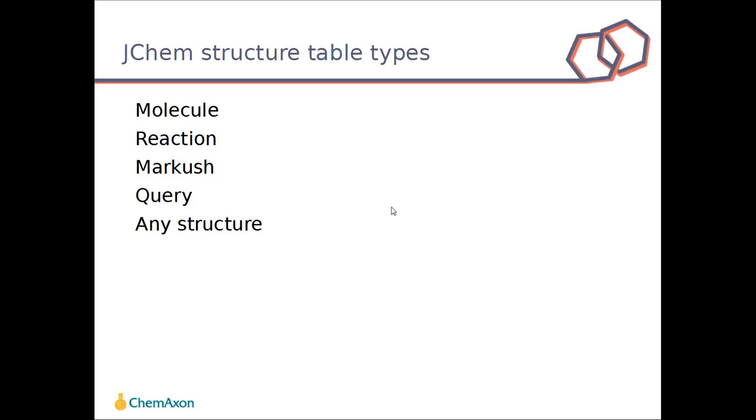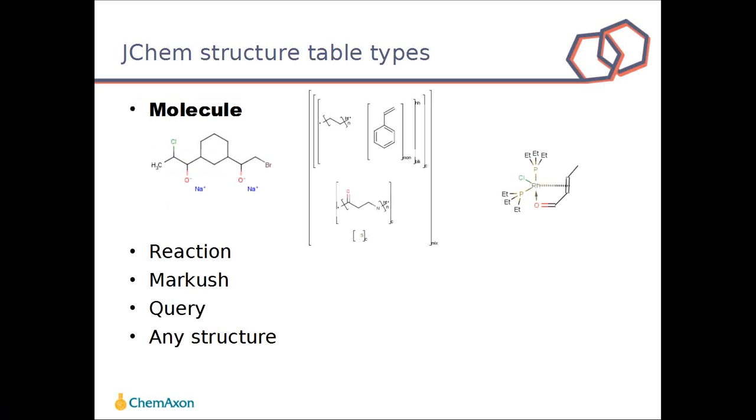Of course, we'd like to make tables. Before being able to make them, I will talk briefly about what kind of tables you can use. We provide 5 types of tables, each supporting different kinds of structures: molecule, reaction, Markush, query, and any structures. Molecule tables can store specific structures, but these specific structures can be complicated as well, so they can contain polymers, and being a mixture of several compounds.